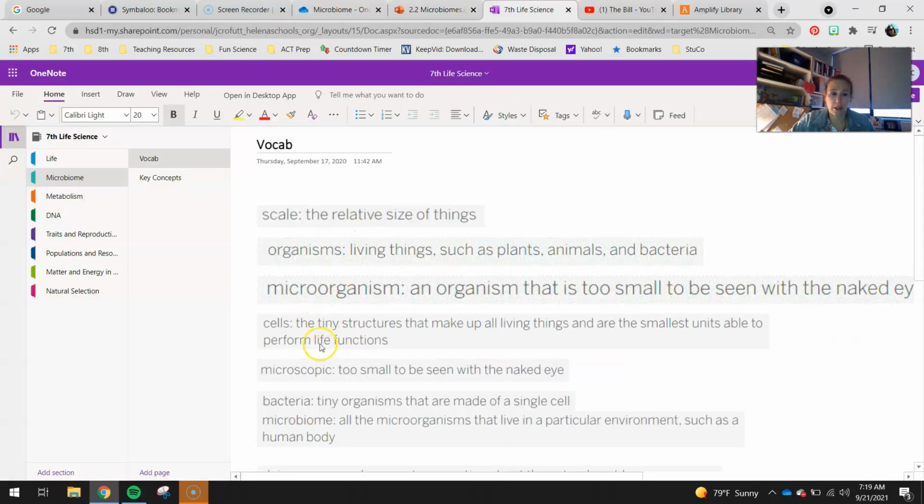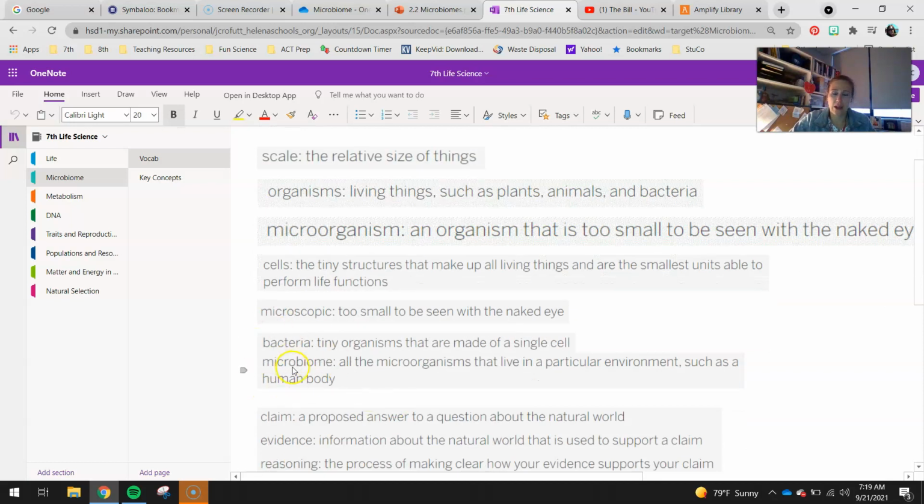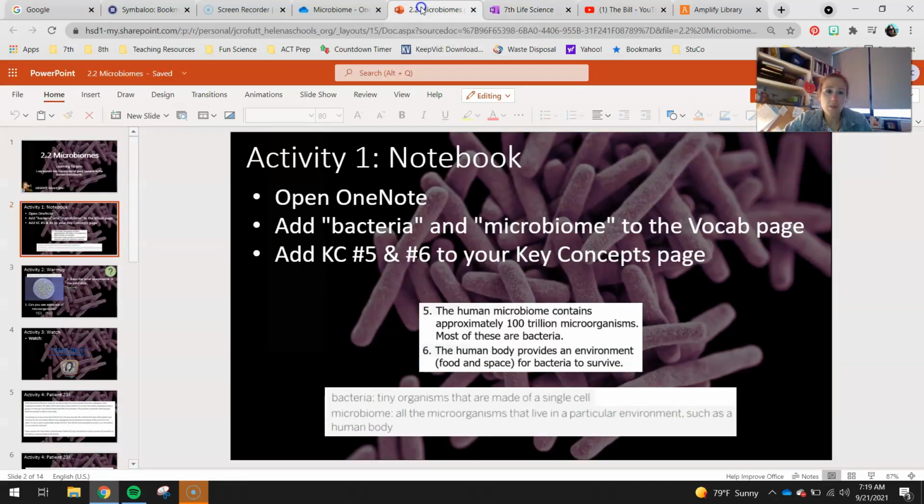So that would look something like this, where we've got bacteria right here: tiny organisms that are made of one single cell, and they belong in the kingdom Bacteria. And microbiome is all the microorganisms that live in a particular environment. So we could look at the microbiome on our desk. We could look at the microbiome on our phone, which some of you are doing in class tomorrow. Such as the human body. All right, so that's your notebook add for today.